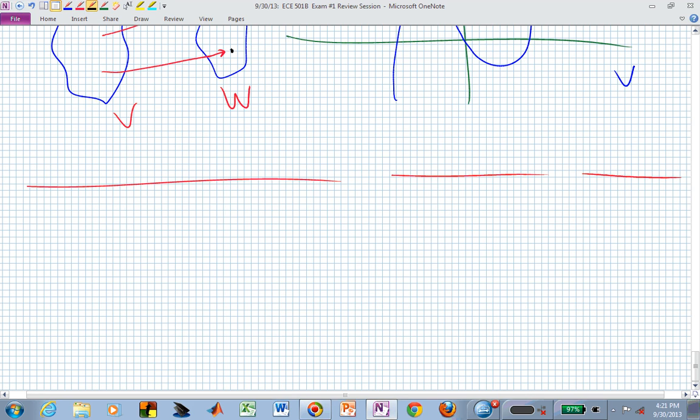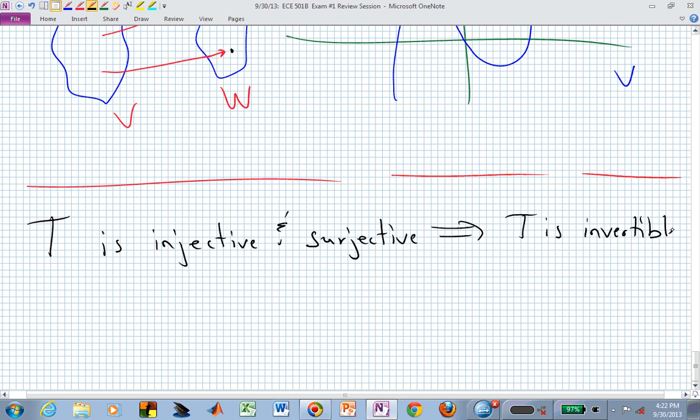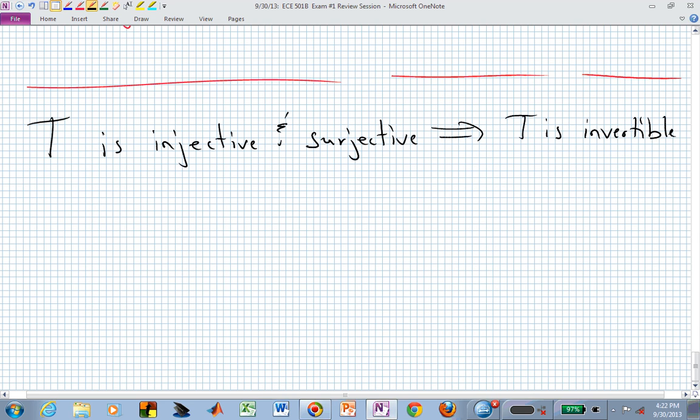We can then combine both of those mapping properties. If T is one-to-one or injective, and onto or surjective, then T is an invertible map. And once you have an invertible map between any two subspaces, then those two subspaces are similar in behavior or in properties. And we call that isomorphic.